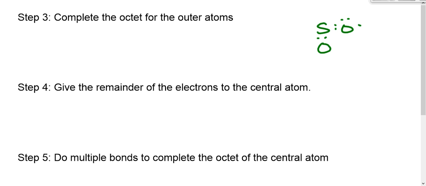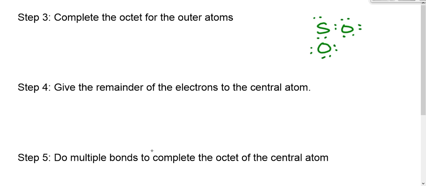1, 2, 3, 4, 5, 6. 1, 2, 3, 4, 5, 6. There we go. Now let's see how many electrons we've used up. We have 8 times 2 is 16, but we have 18 total to do. We're going to put the extra 2 dots then on the central atom. So we have only used up 16. We have 18, so the central atom will get the extra electrons.